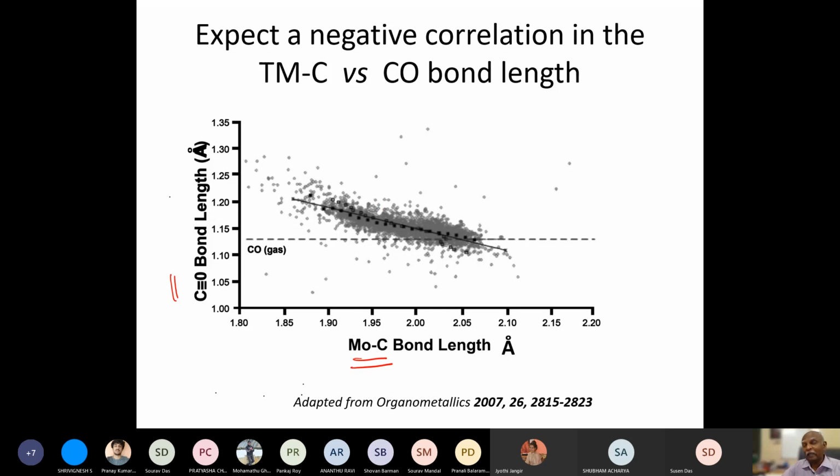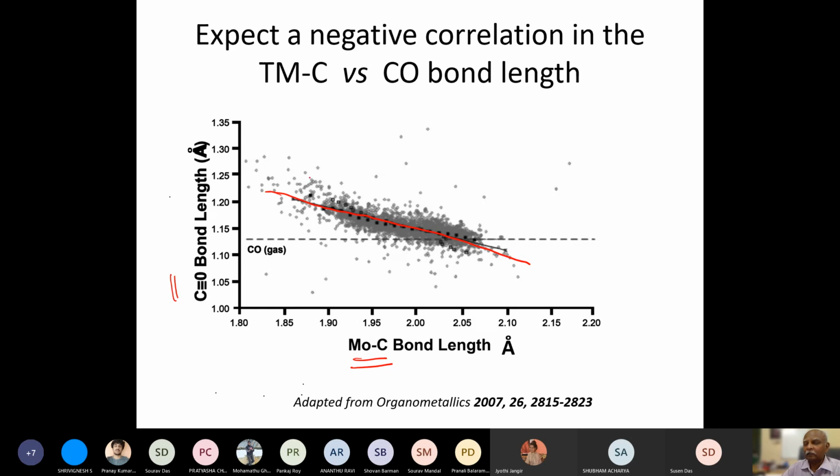Now, if you take the average, what they found was that if they take the average in each complex independently, that means if I take complex A, I have 6 metal carbon bonds and 6 carbon oxygen bonds. I take the average within that complex, and then make a point. Then that average falls in a very nice straight line. Not too bad. It's almost a straight line.